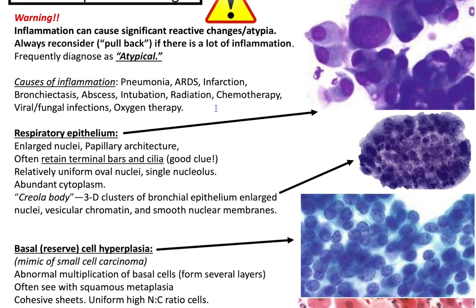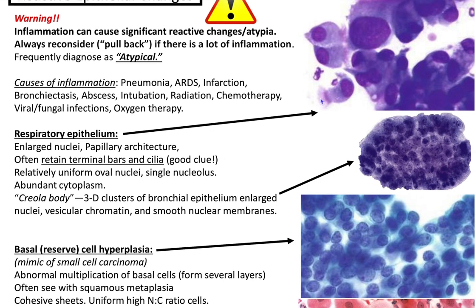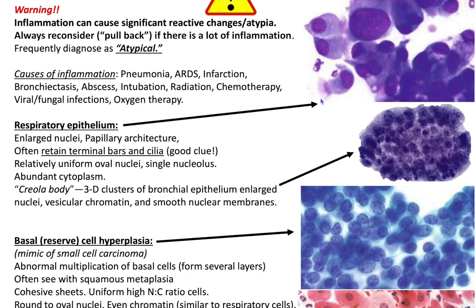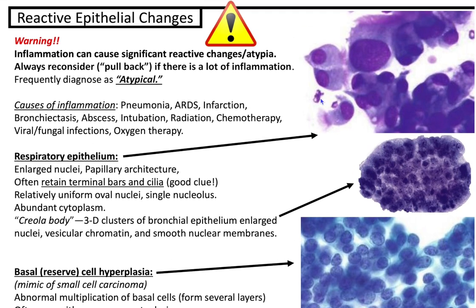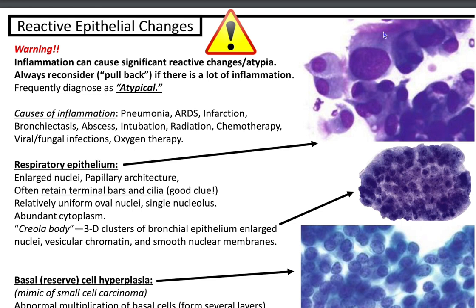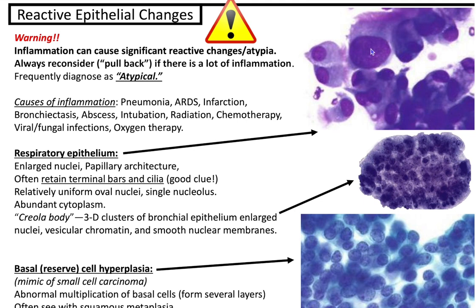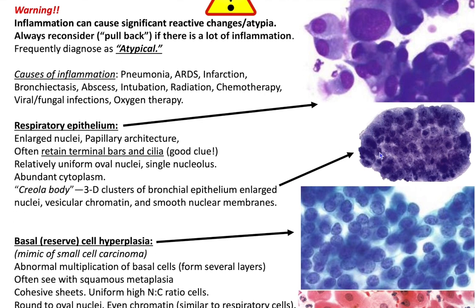Your respiratory epithelium, as you can see here with the terminal bar and the cilia, they can have enlarged nuclei, they can have papillary architecture. They often retain your terminal bars and cilia. I mean, this nucleus is huge. You can fit 4 of these nuclei into this one, but you can see here they have this terminal bar and the cilia. Relatively uniform oval nuclei, a single nucleolus, abundant cytoplasm.